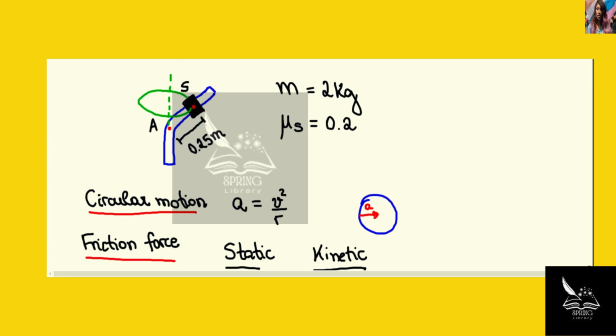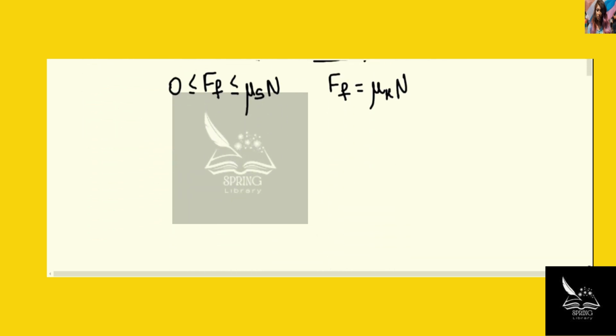Our goal is to find the minimum constant speed v that the spool can have when making a circular orbit, as shown here in green, so that the spool does not slip down the rod. In order to solve the exercise, what we need is to draw a force diagram on the spool.